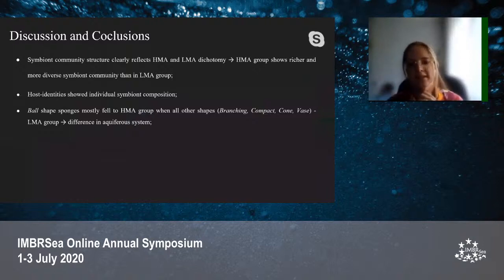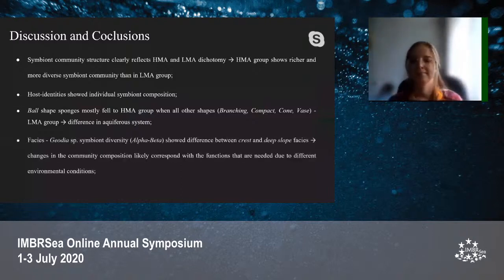So we assume that this might be caused by the difference in the aquiferous system. Perhaps the ball shape provides the ability to form a denser mesohyl and causes slower pumping rates that favor higher microbial abundance and diversity. Whereas LMA sponges show more porous tissues and quite a fast pumping rate. The last factor, facies, did not have any significant impact on the studied sponges.